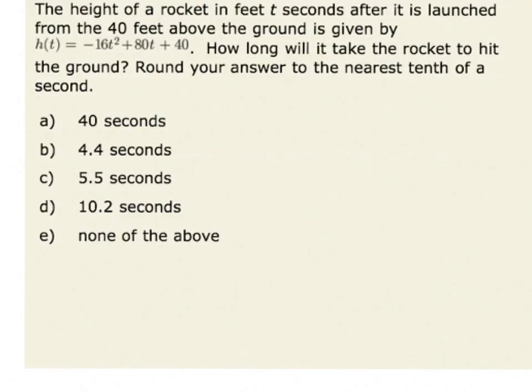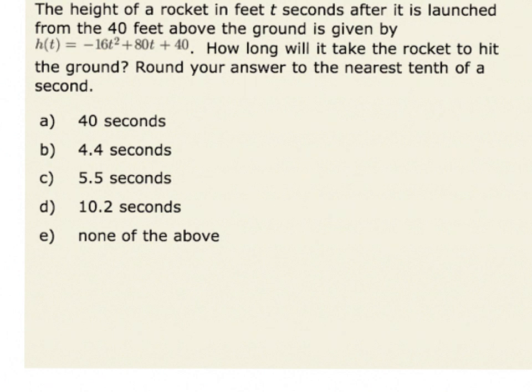In this problem, I'm given the height of a rocket in feet, t seconds after it is launched from 40 feet above the ground, and this is given by the equation h of t is equal to negative 16t squared plus 80t plus 40, and I want to know how long it will take the rocket to hit the ground.